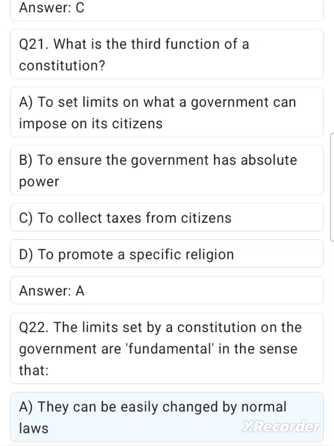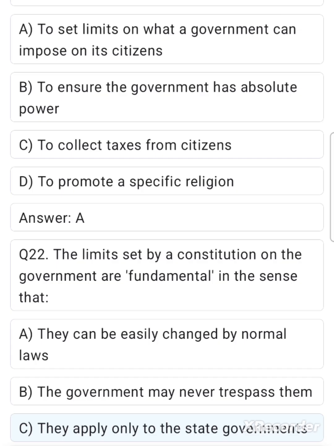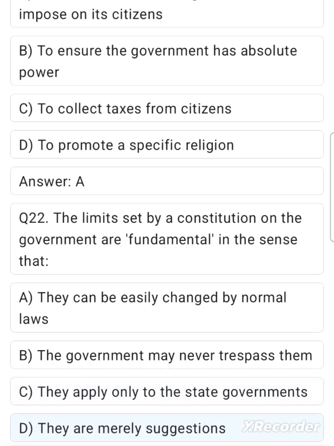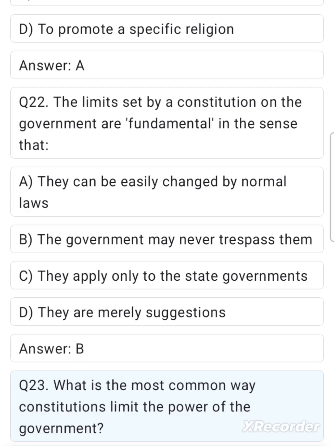Q22. The limits set by a constitution on the government are fundamental in the sense that A. They can be easily changed by normal laws. B. The government may never trespass them. C. They apply only to the state governments. D. They are merely suggestions. Answer. B.